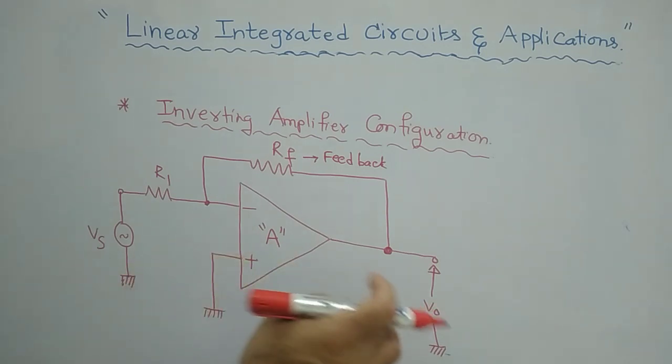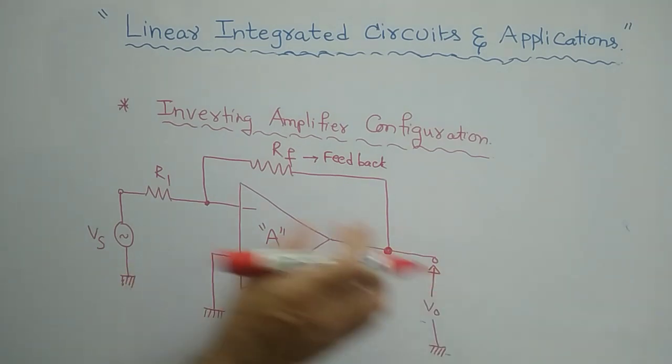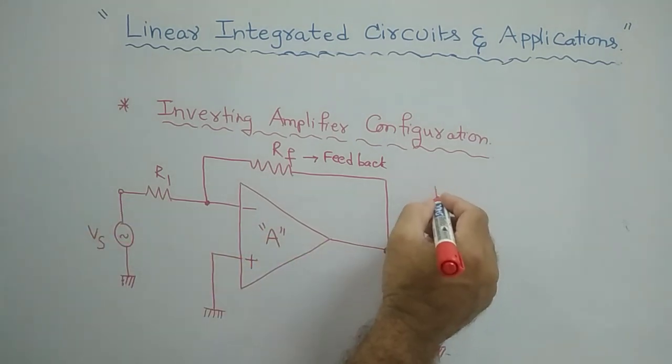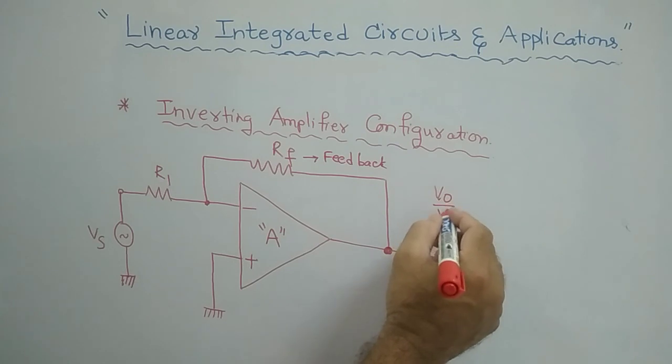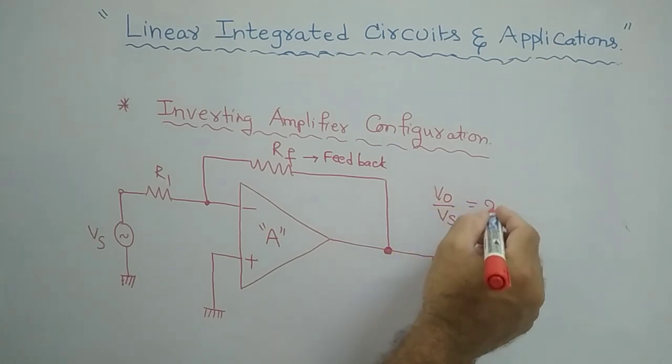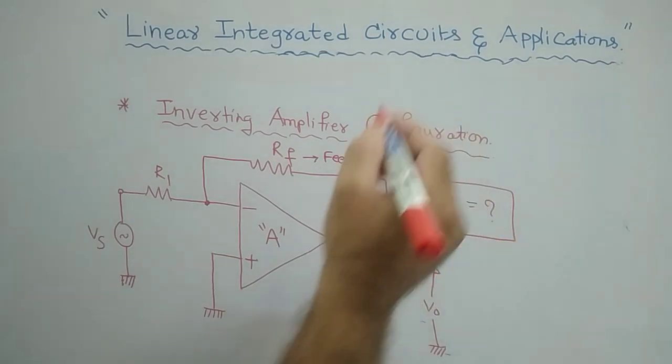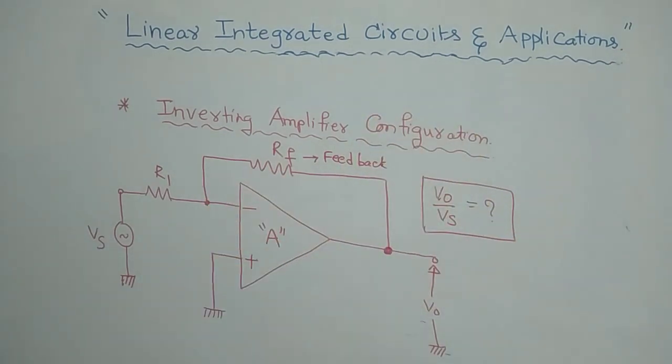Now with this, you can find out the ratio of output by input. Output is V0, input is Vs. You can find out the ratio, V0 by Vs, which is our interesting point here. What is the voltage gain? That is our interesting point in this. Nice, very nice. Let us see carefully.